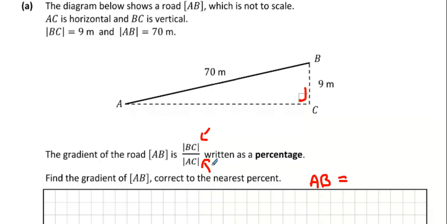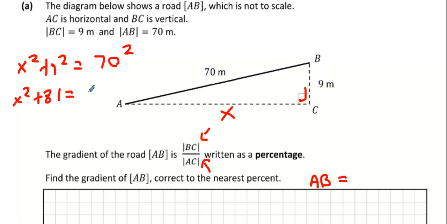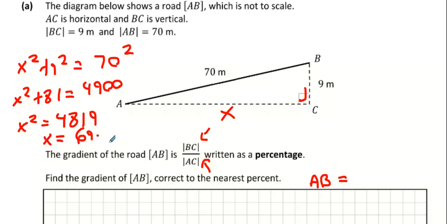I'm going to do Pythagoras' theorem to find out what AC is first. So I'm going to say that x squared plus 9 squared is 70 squared. X squared plus 81 is 4,900. Then 4,900 take away 81. Can you square root that for me? 69.4442.